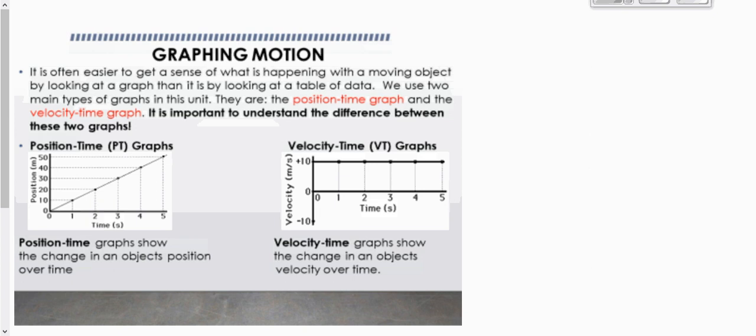Now there's two kinds of graphs that we commonly use to graph motion. We can use position time graphs, where we graph which position the object is at, its distance or displacement, against time. But we can also graph velocity time graphs, where we consider how the velocity or speed of the object is changing over time. It's important that you understand both.